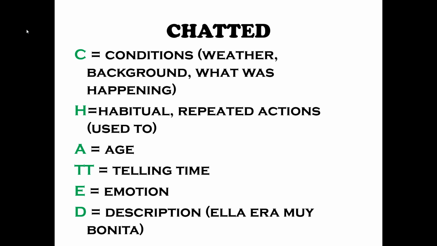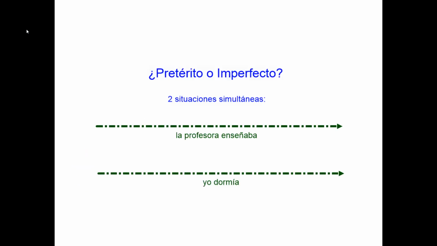Now, some of these rules are not hard and fast rules, but in general, especially when we're beginners, they can help us remember when to use the imperfecto. Okay, a little bit more of drawings. So the imperfecto we said was the green one.